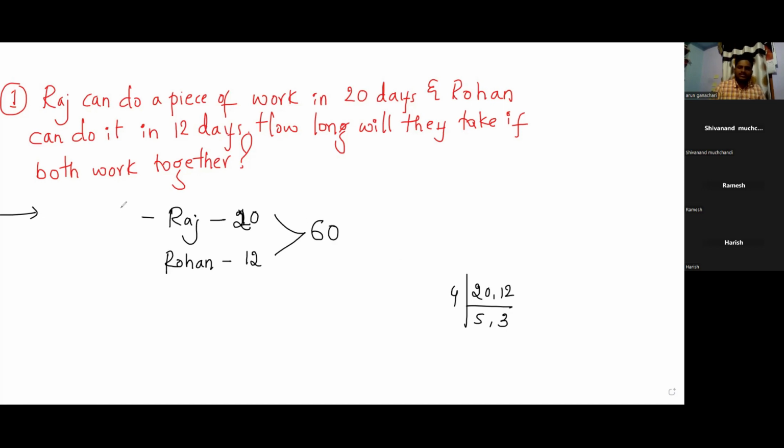60 by 20 is 3, and 60 by 12 is 5. They are asking for Raj plus Rohan, which is 3 plus 5 is 8. So total work is 60 divided by 8. 8 sevens are 56, 4 is the remainder. We'll place a decimal, 40: 8 fives are 40. So the answer is 7.5 days.